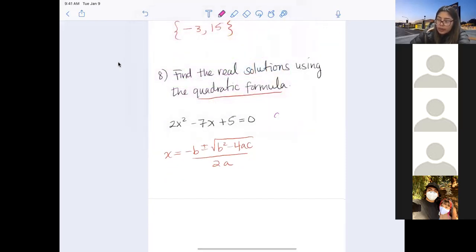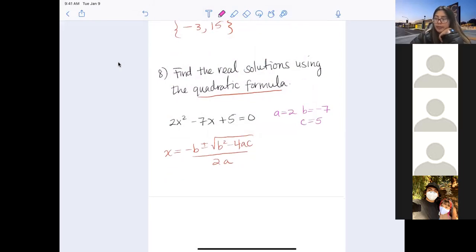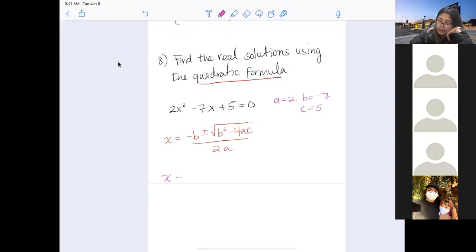What do we know? Well, we know a is 2, b is -7, and c is 5. And then all we have to do, guys, is plug and chug and simplify the problem. So we have x equals negative b, that's negative -7, like so, plus or minus the square root of b squared, that's -7 squared, minus 4ac, so 4 times 2 times 5, all over 2a.